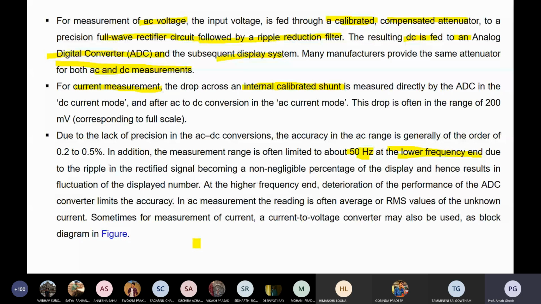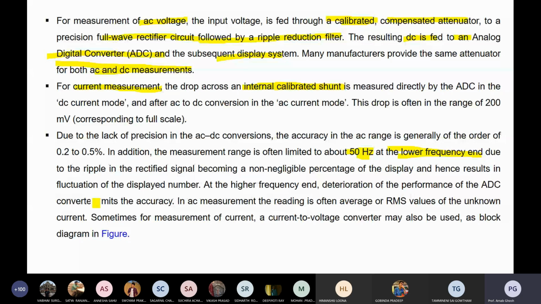As per your calibrated value, and how you analyze your frequency, that is important. If you are able to analyze all the switching frequencies, there is no problem, and it is very simple. The higher frequency and the detection performance of the ADC converter limit the accuracy.